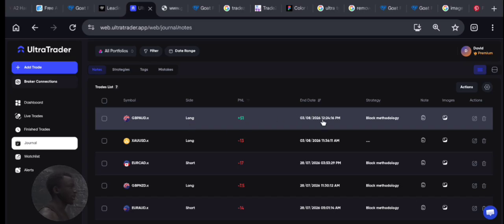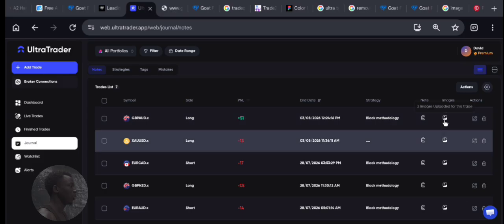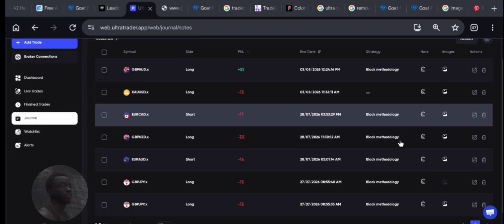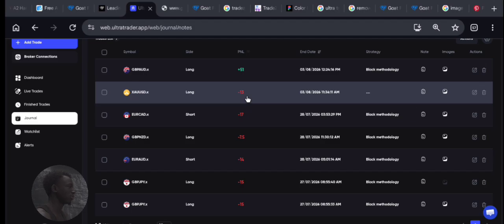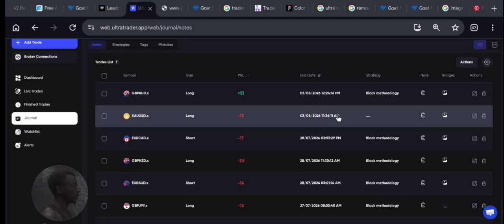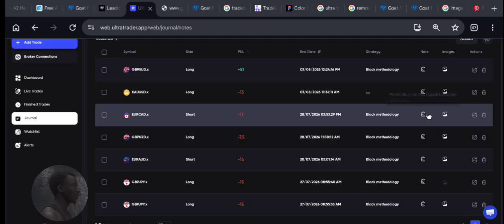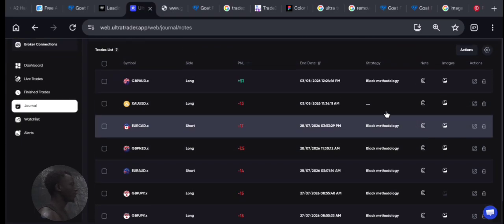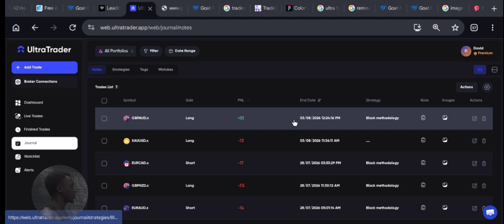You can see the date and the time when I closed the trade. You can see the strategy I used. You can see the notes. You can also add images to your trades, add images to the journal, and the actions I took on the account. You can also see it's gold, how much I bought, how much I lost, when I closed, the strategy I used, and also the image of the chart, before and after. And I also write down the mistakes.